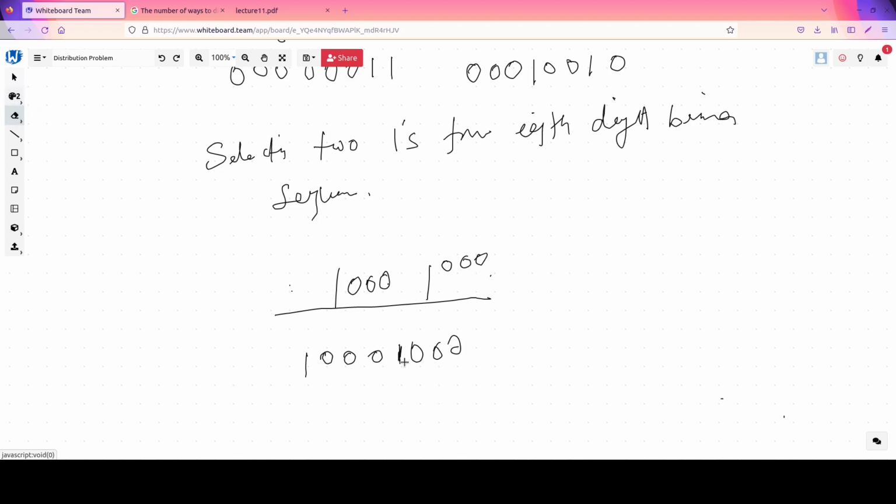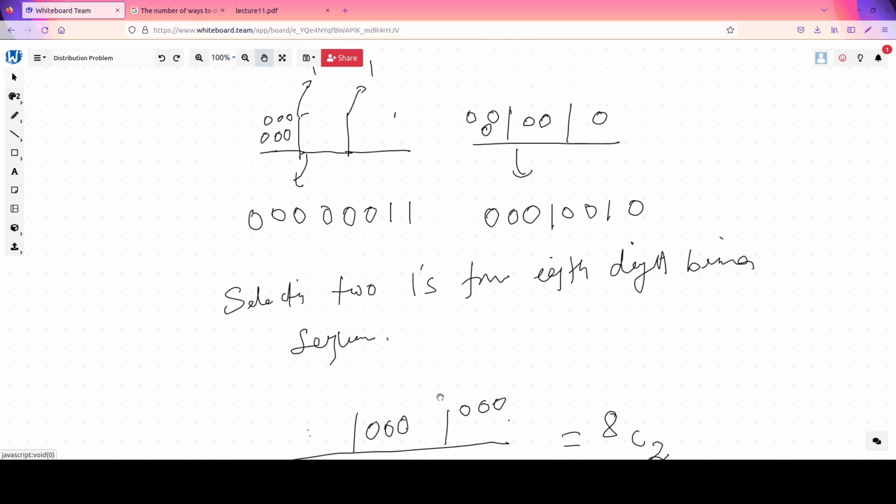So it is nothing but finding, from an 8 digit sequence, right? We have to find all the possible combinations where two ones are there, which is again pretty simple, it is nothing but 8C2, right? So here what we have realized is that via the bijection principle we can solve this, right?